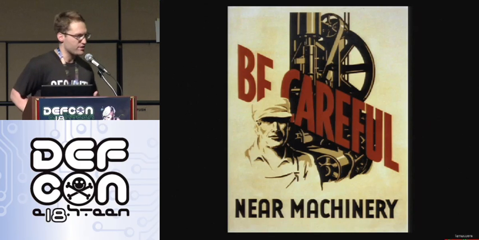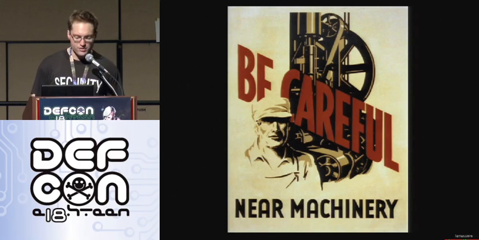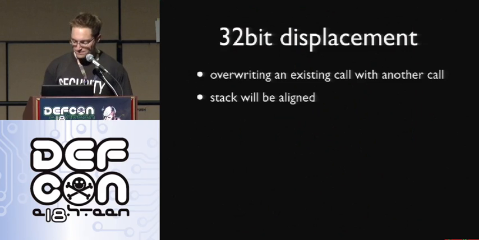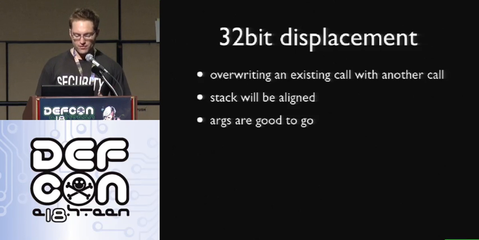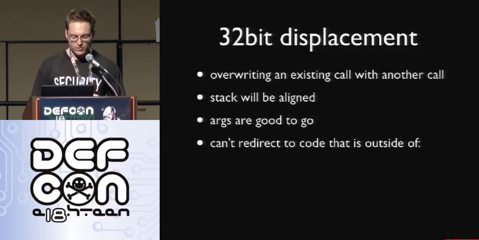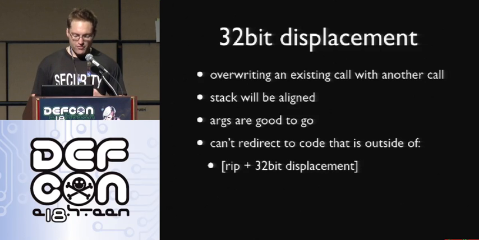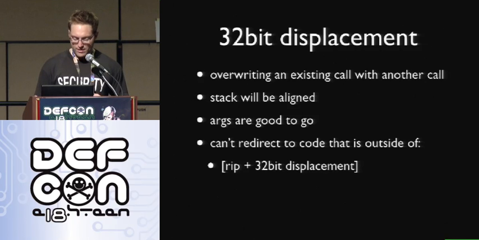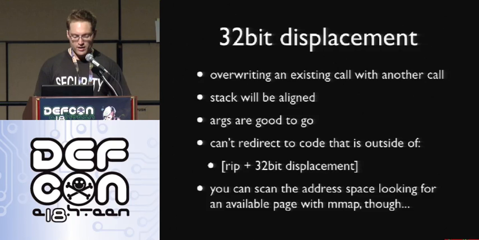Well, it turns out that it's a little more tricky than that, so you need to be kind of careful. When you're dealing with the 32-bit displacement, overwriting an existing call with another call is fine. The stack will already be aligned because we were going to call a function anyway, and we're just overwriting with a different call, so alignment's fine, the registers are all fine, everything's good to go. But the problem is we can't redirect to code that's outside of the instruction pointer plus the 32-bit displacement, because we can only put in a 32-bit displacement. So if you're redirecting to code that's far away, you get stuck.